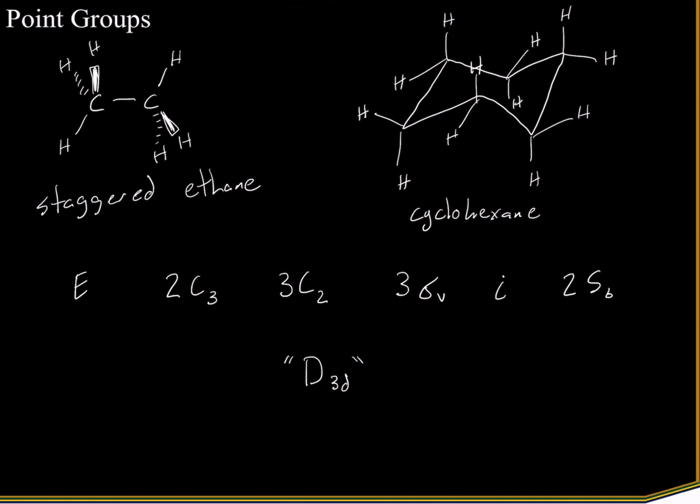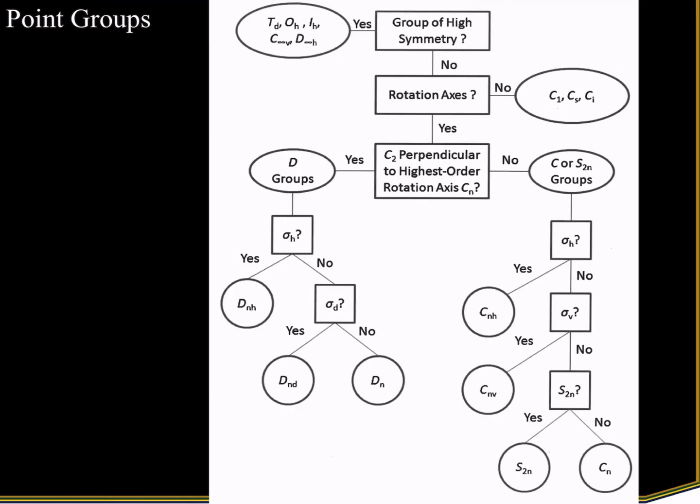So how do we determine a point group? Well, we actually have a nice flowchart for this. And so this is posted on Canvas. This flowchart is going to be your best friend through the beginning parts of group theory as you're getting more and more comfortable with assigning these point groups, right? So this is posted on Canvas.